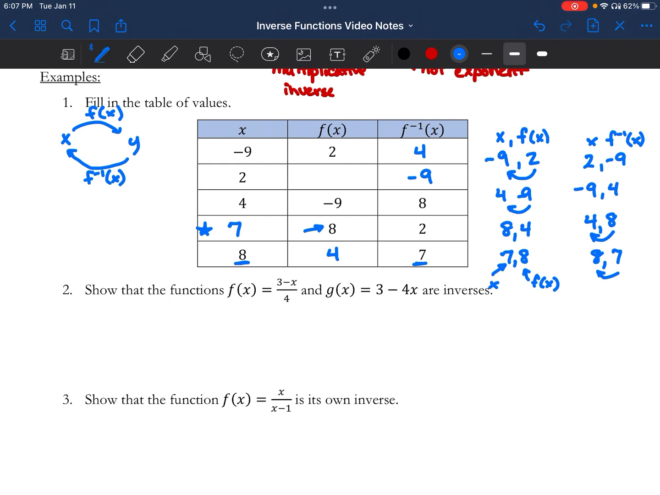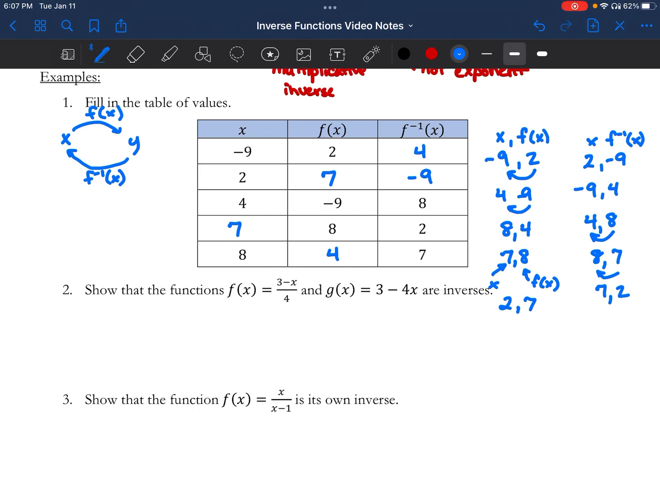Which tells me my last answer choice is going to be that 7 and 2. So let me write that down. X value of 7, f inverse is 2. So I'm going to switch those around and have 2 comma 7. So that tells me at x equals 2, f of x is 7. So there's that table completely filled in. So notice it was kind of important to pay attention to which values are what and try to fill it in using this idea of swapping x's and y's.